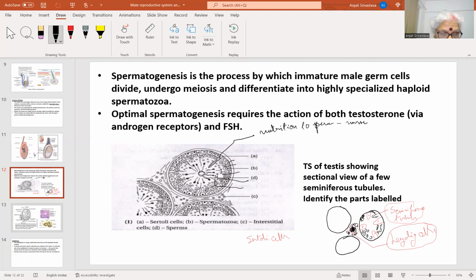Then another important function is they produce the ABP, a particular type of androgen binding protein. This is androgen binding protein. Then they produce AMH, anti-Mullerian hormone. This hormone is produced during the gestation period only.